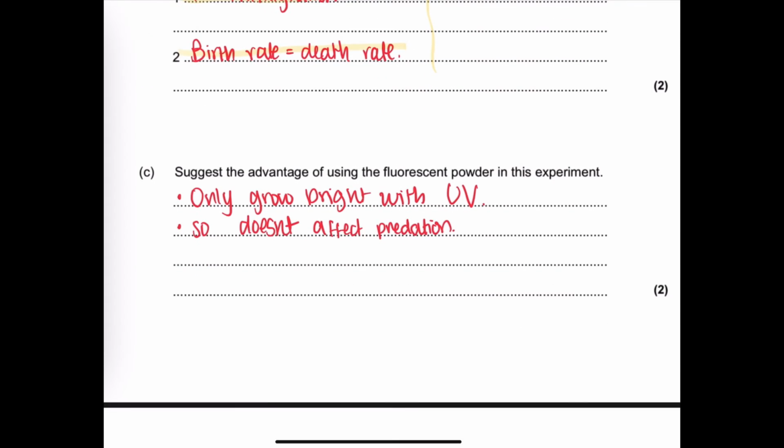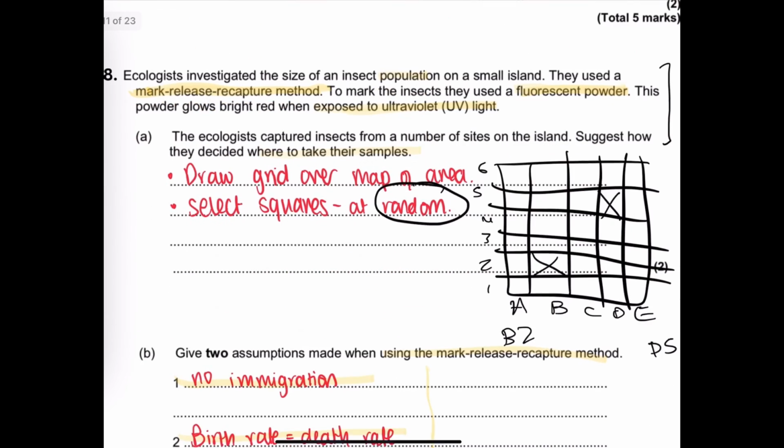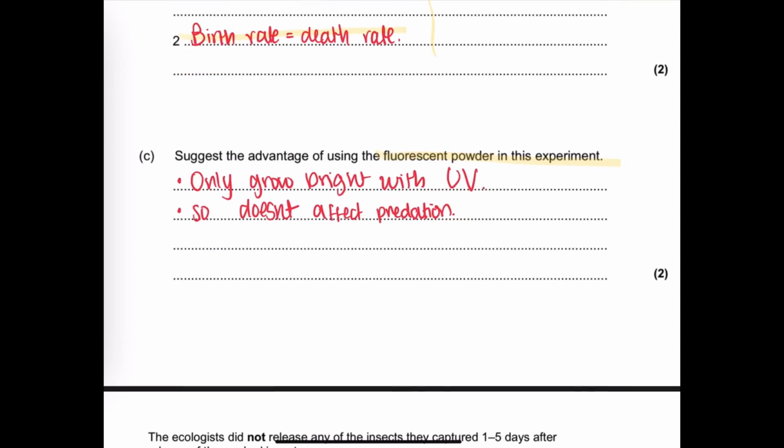So C, suggest the advantage of using fluorescent powder in this experiment. It says over here that it only glows bright red when exposed to ultraviolet light. The fact that it only glows brightly with UV means that it makes the insects not more visible in their day-to-day life. If they were visible, it means that they were more likely to be caught, meaning they're more likely to increase predation because of it.